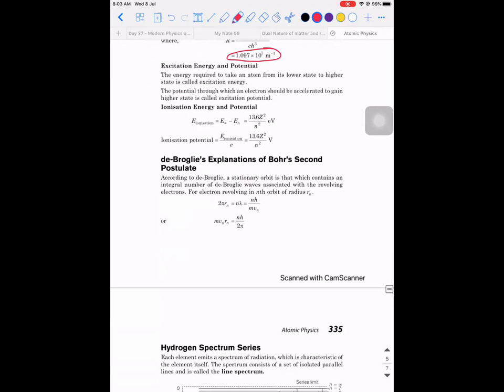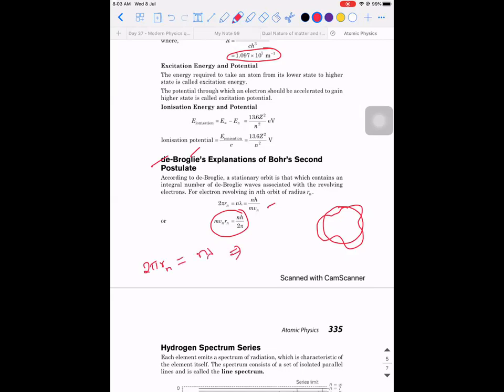Similarly, de Broglie's explanation of Bohr's second postulate, that is, mvr equal to nh by 2 pi, can be derived. He told that the electron has a wave nature associated with it. Since the wave nature is associated with it, the electron will be able to complete one orbit only when the circumference of the orbit in which it is revolving is equal to n lambda.